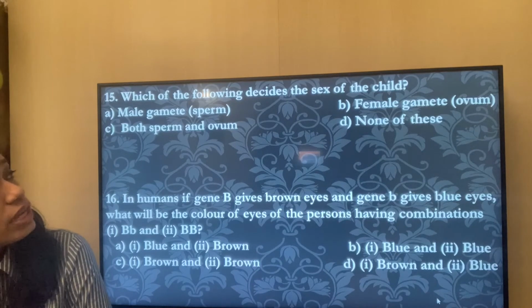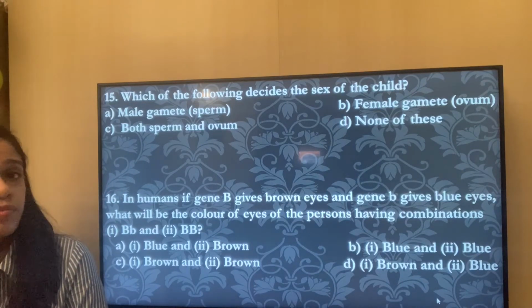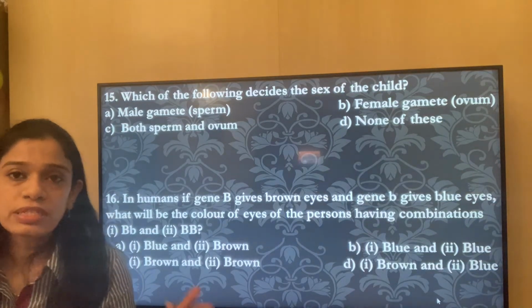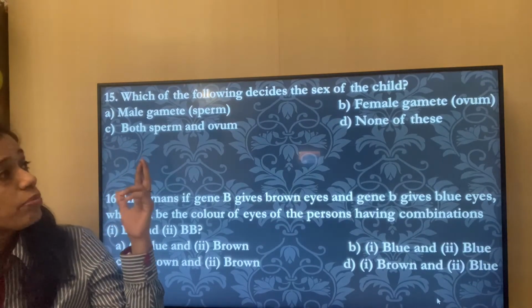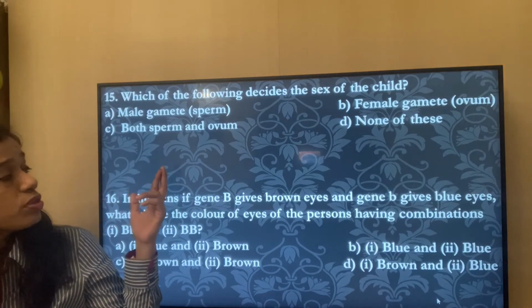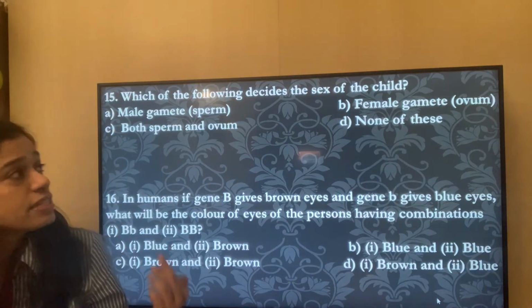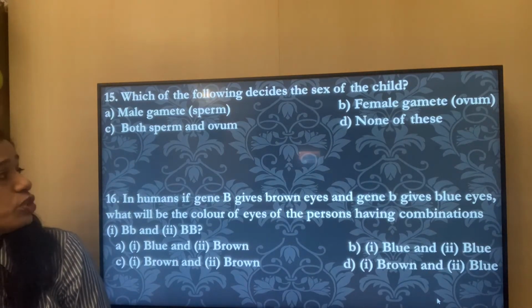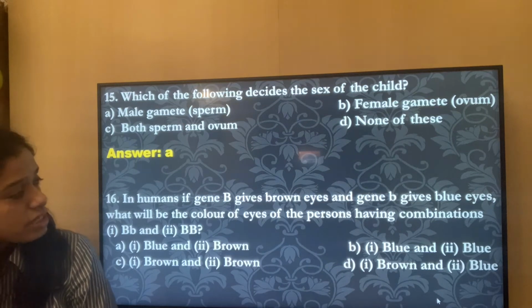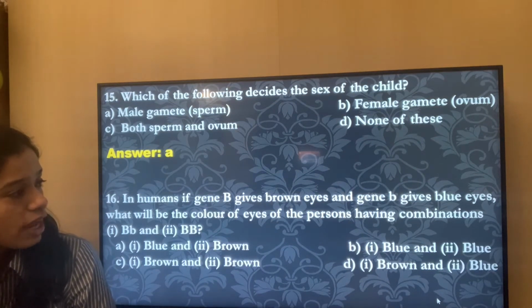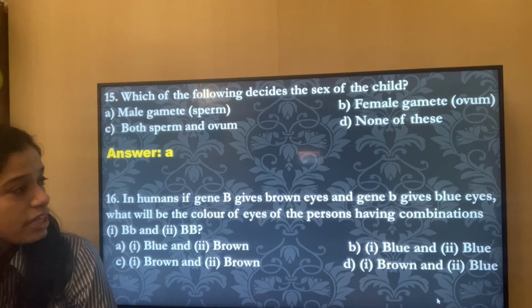Which of the following decides the sex of the child? In one of the previous questions, I told you the answer: male gamete, female gamete, both sperm and ovum, or none of them. It is the male gamete or the sperm that decides the sex of the child. That is option A.